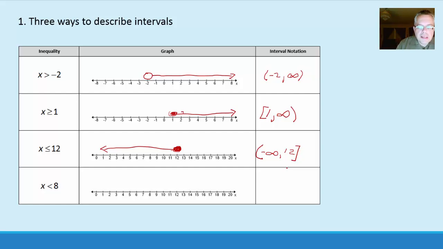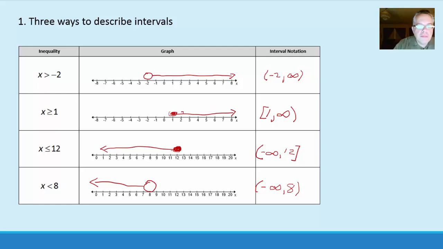All right, the next one, x less than 8. Put a hollow dot at 8. And it's less than, so an arrow to the left. There's the graph. Now, it goes down to -infinity. So I'm going to put open parenthesis, -infinity, comma. I'm going to put the upper endpoint, 8. And this time using an open parenthesis because it doesn't include 8. So this interval notation here means all the numbers from -infinity up to, but not including 8.